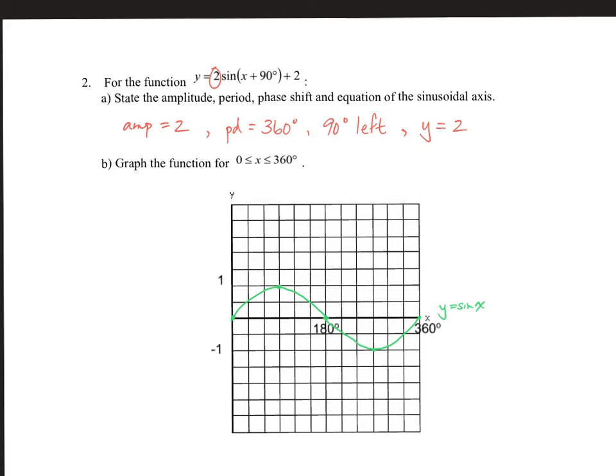Okay, I'm going to go to my next key value. That next key value is our maximum at 1. I need to stretch that vertically by a factor of 2. So it's going to get stretched up to 2.